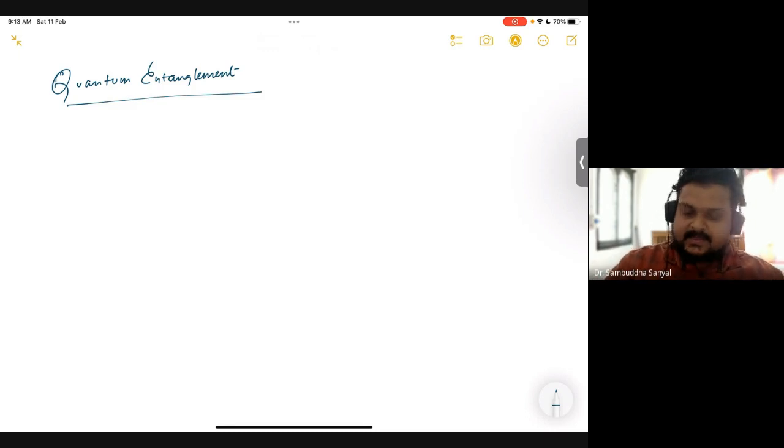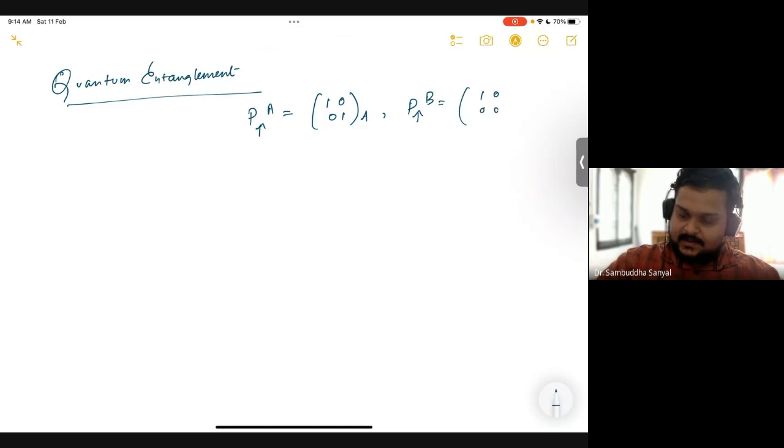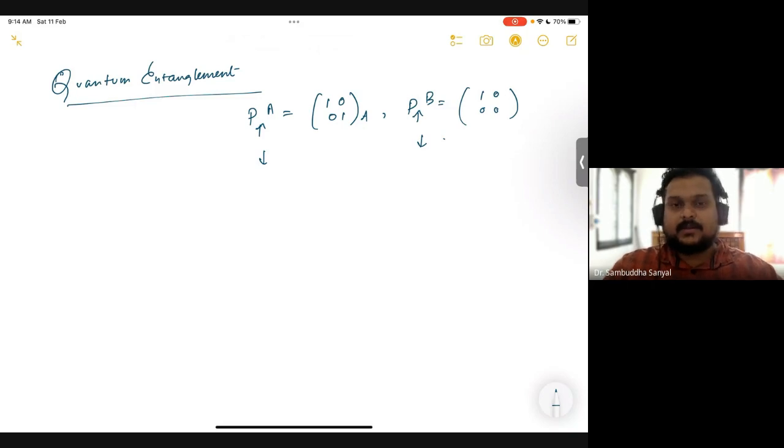We'll revisit the problem of quantum entanglement. First thing to notice is that we have constructed two projection operators. Let's say we have constructed also the down version of them, and we also learned how to write down the composite one. Now notice that even though this is 0 0 0 1, and this is 0 0, both of them look the same.